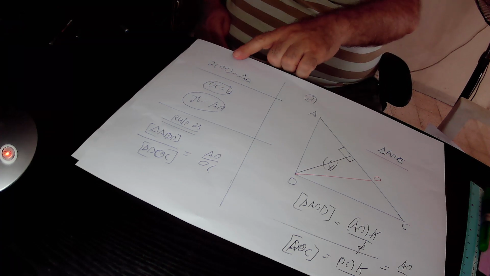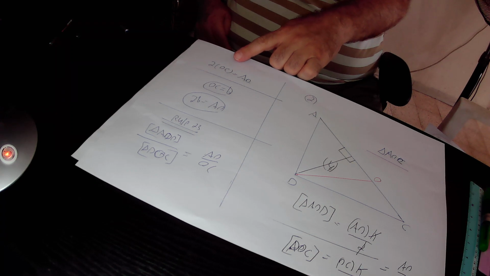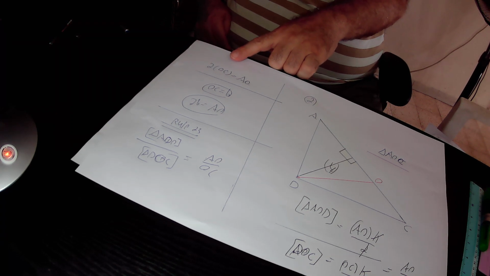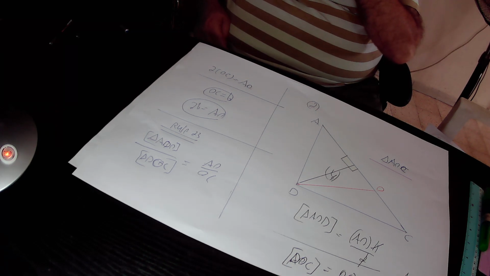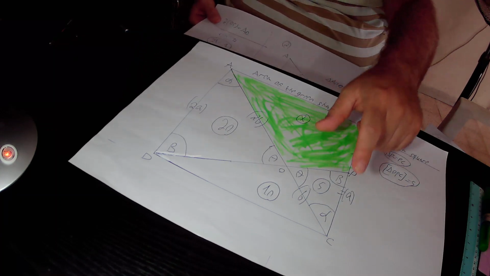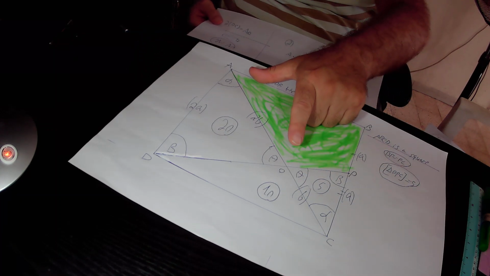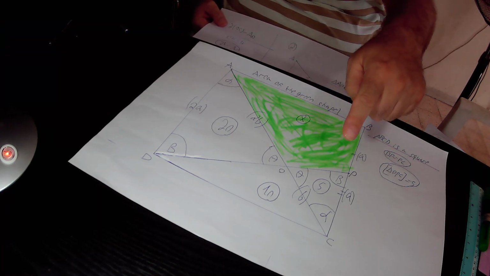Here we define the length of line segment OC as B. We substitute OC by B in this equation and find out that 2B equals AO. So if the length of this side OC is B, then the length of this line segment AO is 2B. That is to say, AO is twice as long as OC.